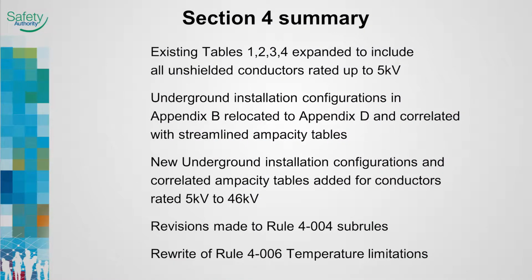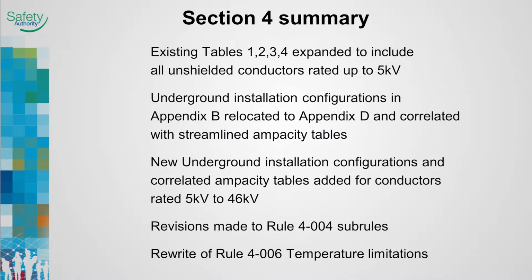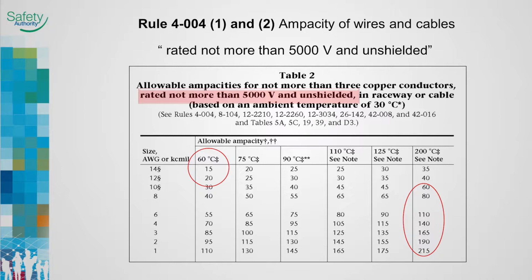The new underground installation configurations and correlated ampacity tables have also seen the addition of rated cables from 5 to 46 kV. Tables 1 through 4 have been expanded to include allowable ampacities for not more than 3 copper conductors rated not more than 5,000 volts and unshielded in a raceway or cable based on an ambient temperature of 30 degrees C. In Table 2, the allowable ampacity of number 14 and number 12 copper conductors rated at 60 degrees C have been lowered to 15 amps and 20 amps respectively. The ampacities in the 200 degrees C column have also been changed.